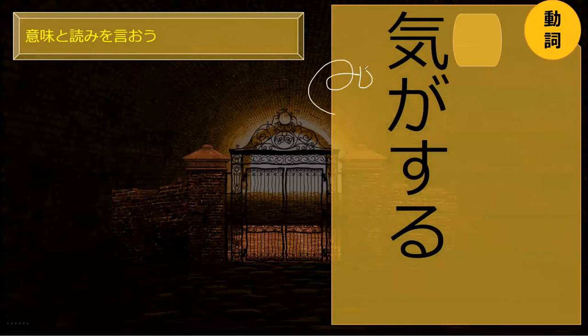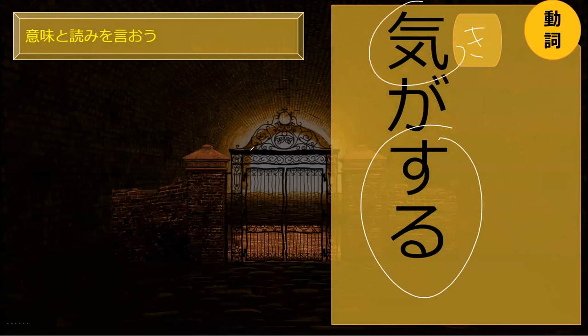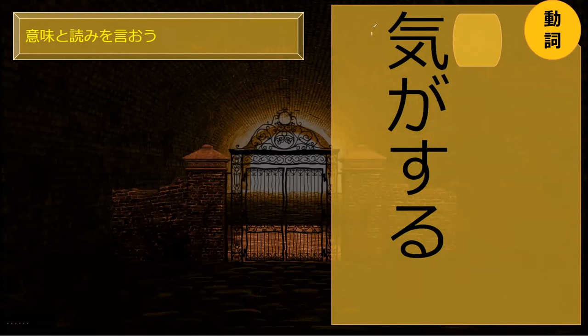So can you read this word for me? Ki ga suru. Perfect. So ki ga suru is a verb that has suru and then we have ki. So theoretically it's a random idiom, right? Ki ga suru. To have ki. Or to be, the ki does the doing.